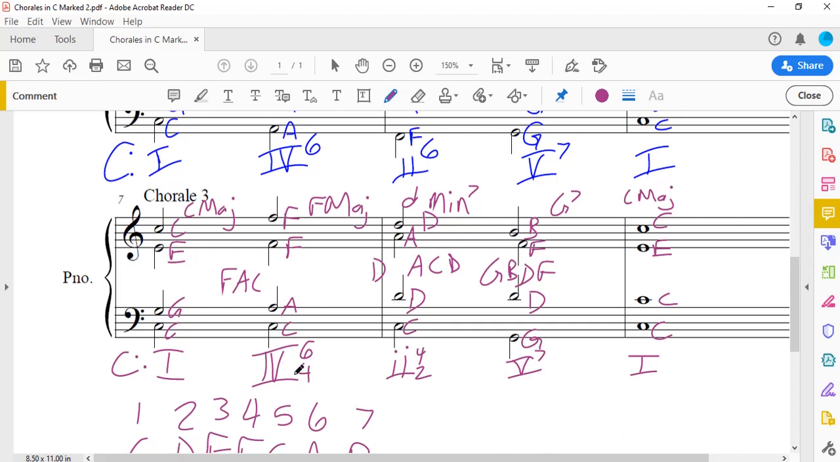You can see, once again, we have a 1, 4, 2, 5, 7, 1 chord progression for Chorale 3, just like the other two chorales. Just this time, we have a second inversion 4 chord. We have a third inversion 2-7 chord. 2-7 meaning D minor 7. And we once again have 1, 5-7, and 1 in root position.